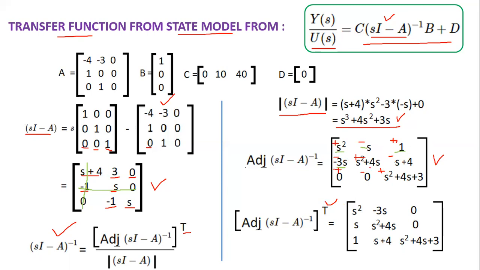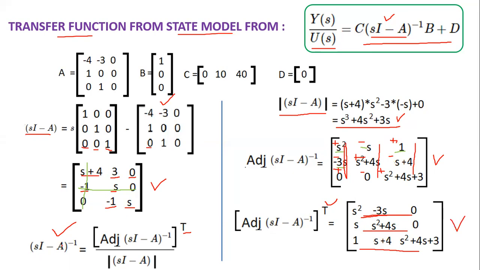How we are finding the transpose means here we are having a column, that one we write as a row. Here we have a column s square minus 3s 0, that one we write as a row. The same way the next column we write as the next row, and the next column as the next row. This is the adjoint of (sI minus A) whole inverse transpose, right?